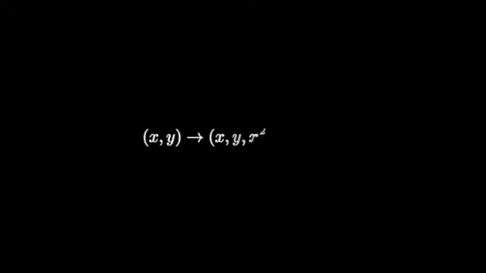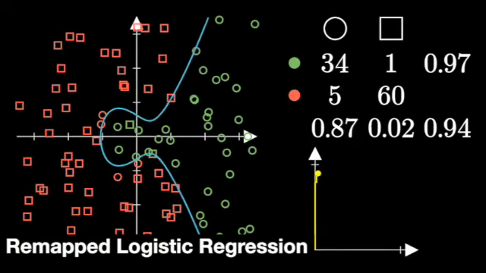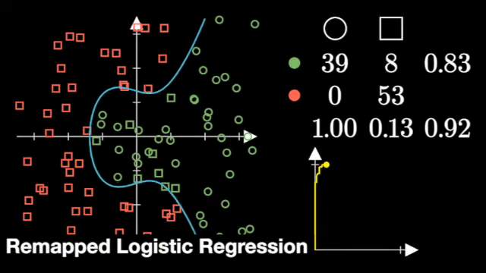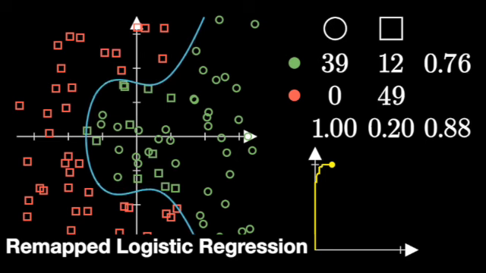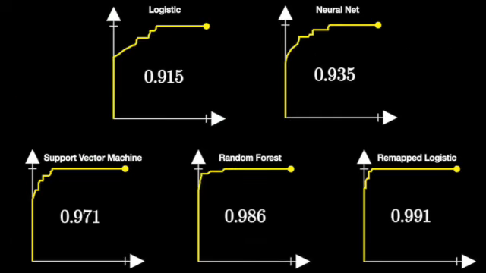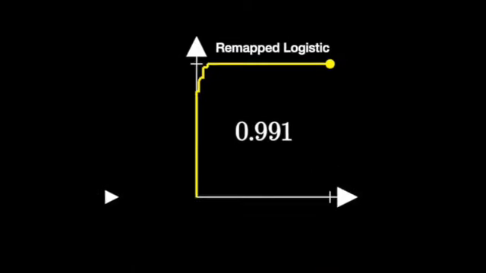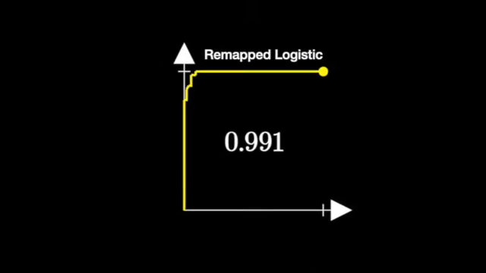Finally, we can remap the features from x, y to x, y, x squared, y squared, and so on, and use logistic regression. Like the SVM, this produces a separating curve with varying topology. Collating all the ROC curves, we see that using remapped feature logistic regression is the winner. This means that logistic regression is all you'll ever need for building any classifier ever. If you have any comments, please leave them below, and thank you for your attention.